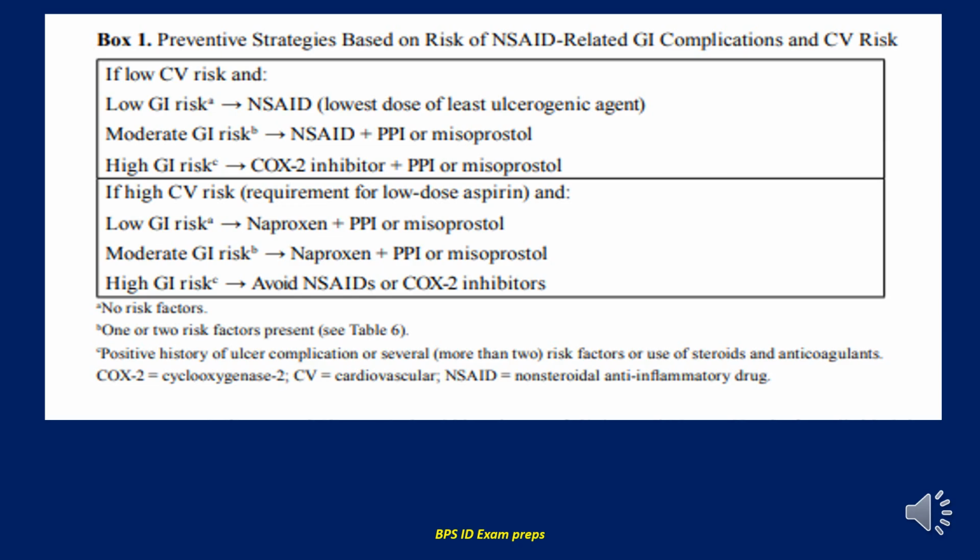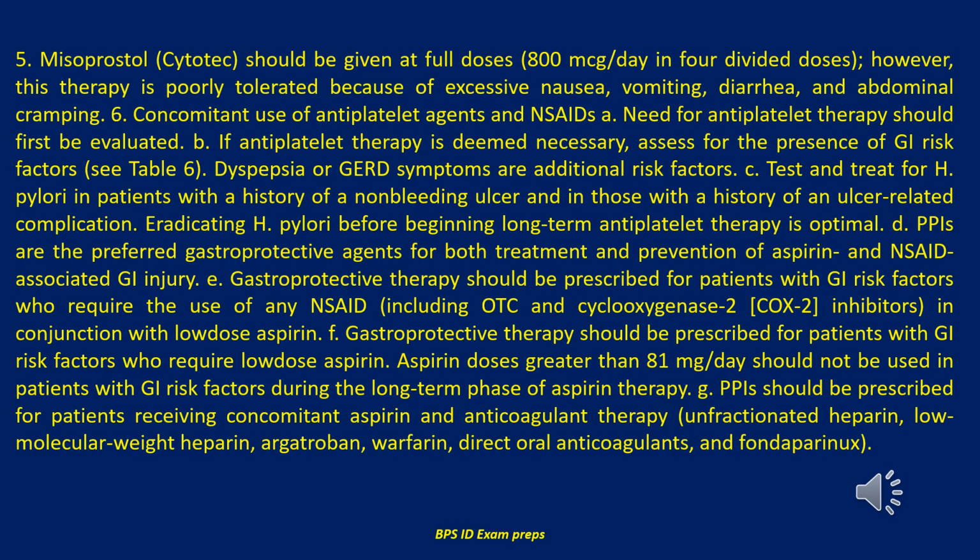Pause the video and carefully scrutinize Box 1 summarizing preventive strategies based on risk of NSAID-related GI complications and cardiovascular risk. 5. Misoprostol, marketed as Cytotec, should be given at full doses of 800 micrograms per day in 4 divided doses. However, this therapy is poorly tolerated because of excessive nausea, vomiting, diarrhea, and abdominal cramping. 6. Let's now look at concomitant use of antiplatelet agents and NSAIDs. A. The need for antiplatelet therapy should first be evaluated.